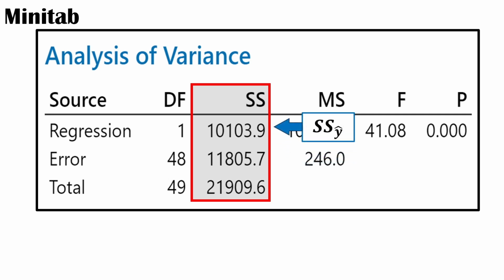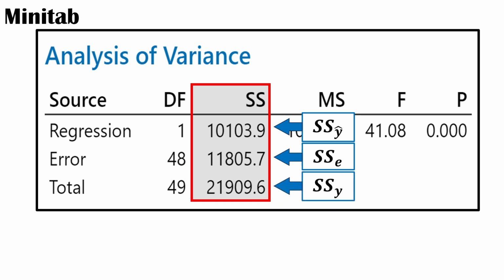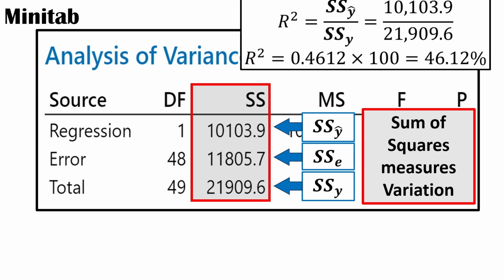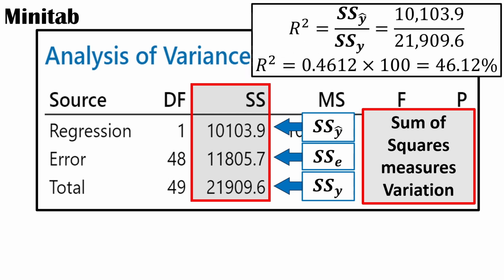So remember that this first number is the sum of squares of y hat, of your fitted values. The second number is the sum of squares of your residual errors. And these two numbers added together add to the total sum of squares, the sum of squares for your observations. And remember that sum of squares is a measure of variation. Now, what do these have to do with the coefficient of determination? Well, it's just this. If you look up at this fraction, the top number is 10,103.9.